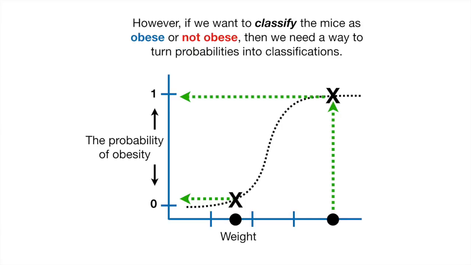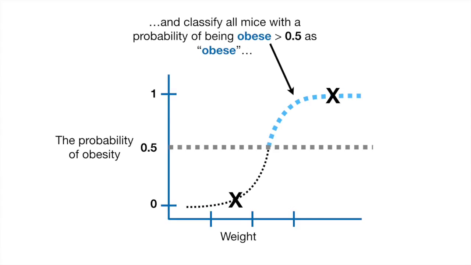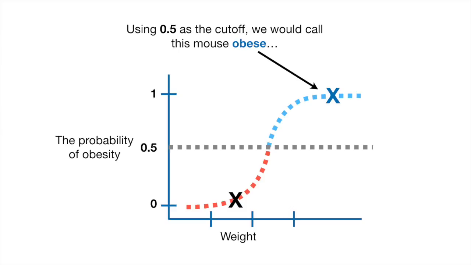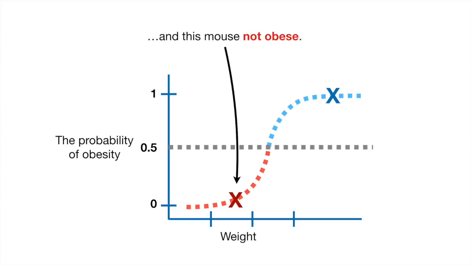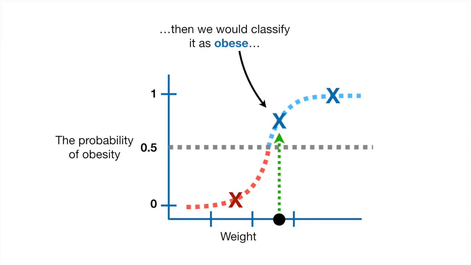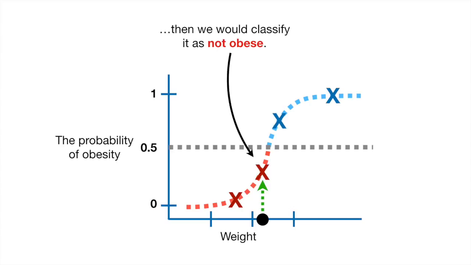However, if we want to classify the mice as obese or not obese, then we need a way to turn probabilities into classifications. One way to classify mice is to set a threshold at 0.5, and classify all mice with a probability of being obese greater than 0.5 as obese, and classify all mice with a probability of being obese less than or equal to 0.5 as not obese. Using 0.5 as the cutoff, we would call this mouse obese, and this mouse not obese. If another mouse weighed this much, then we would classify it as obese. And if another mouse weighed this much, then we would classify it as not obese.